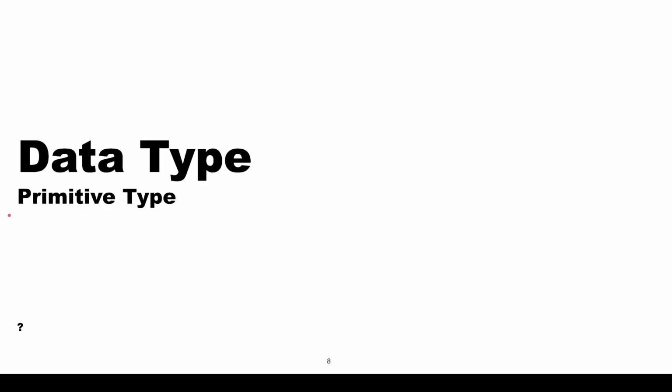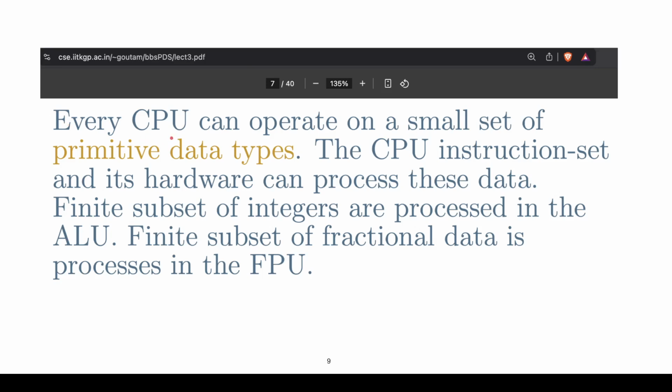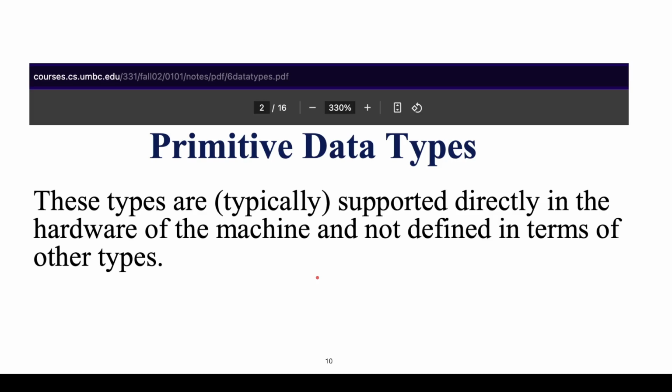Now here I'll talk about primitive data types. Just now I gave a basic idea that something that is atomic is primitive, right? Every CPU or microprocessor can operate on a small set of primitive data types. The CPU instruction set and its hardware can process this data directly, right? This finite subset of integers is processed in the ALU, the arithmetic logic unit, right? And for handling fractional data, we have the FPU, the floating point unit, which handles floating point operations. Now what are primitives exactly?